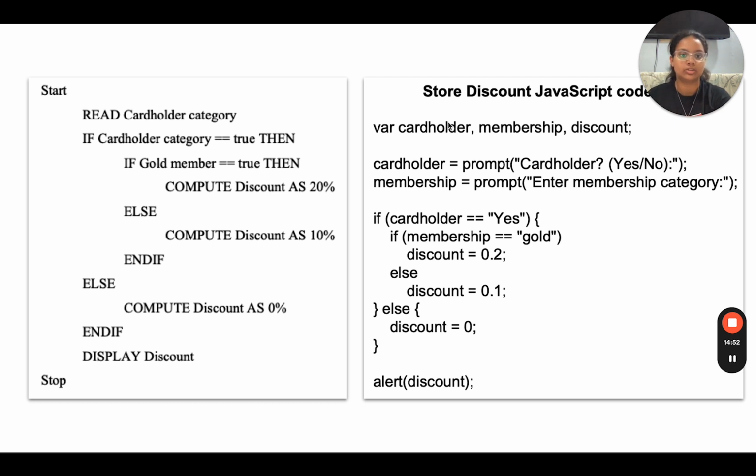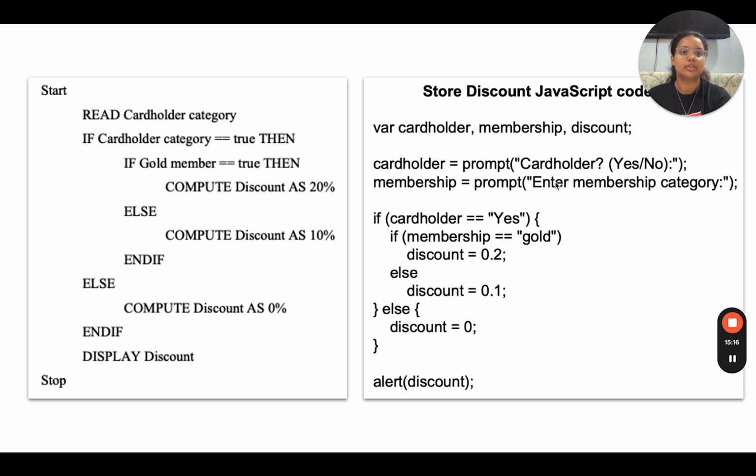What kind of cardholder do you have? Are you even a cardholder in the first place? What kind of membership do you have? Once they put in that, this is going to be case sensitive. So inside of here, you're going to put in cardholder, question mark, yes or no. And then the user is going to put either yes or no. And make sure you put exactly what it is, like capital Y and then lowercase es.